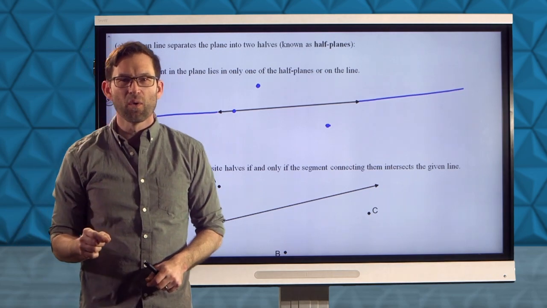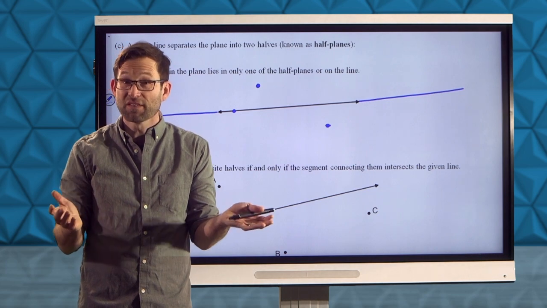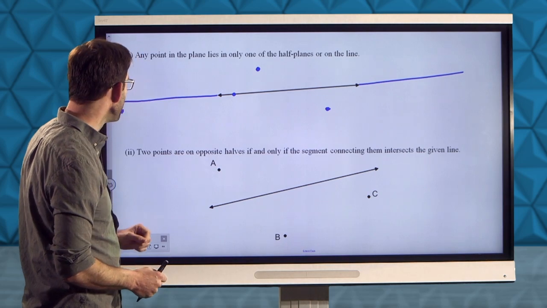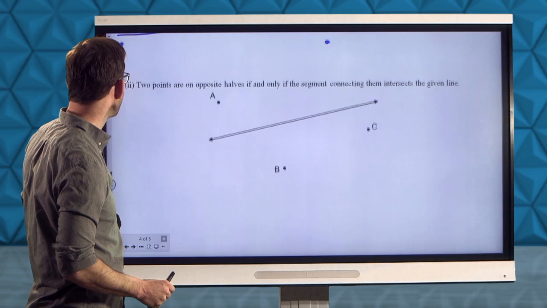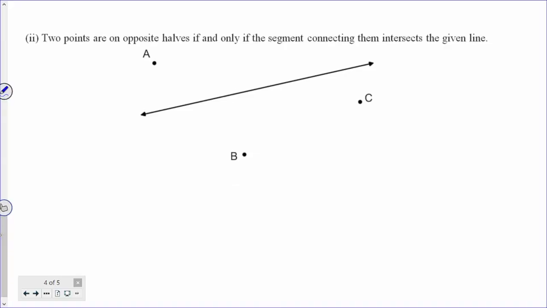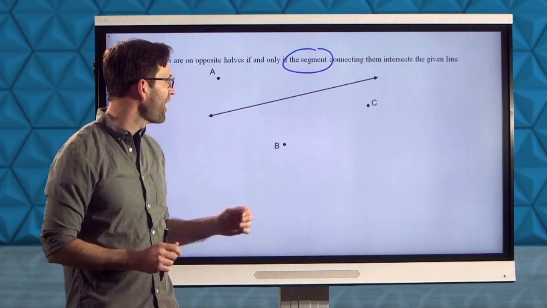And yet, how would we know whether or not two points were on opposite sides of a line? This is really kind of cool. Take a look at the last axiom of the day. I'm going to extend the page a little bit. That way we've got a little bit more room to work with here. All right. Two points are on opposite halves if and only if the line segment connecting them intersects the given line.